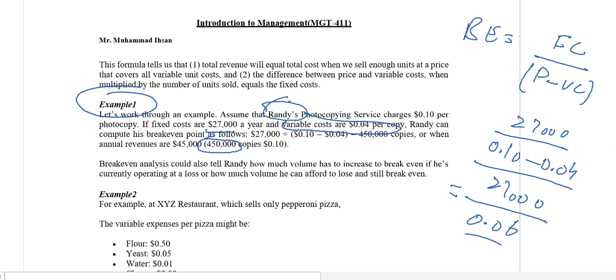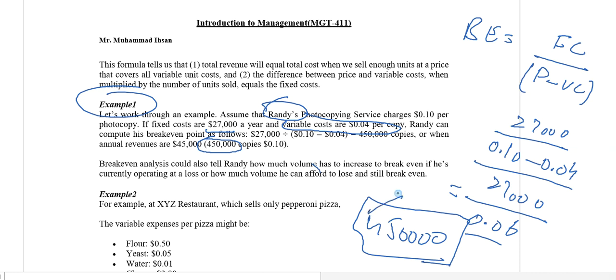When Mr. Randy will get the revenue of 4,50,000 rupees, he will get the point of break even, and any amount more than 4,50,000 will be his profit. And if he is not able to get 4,50,000 in 1 year, it means he will get a loss.